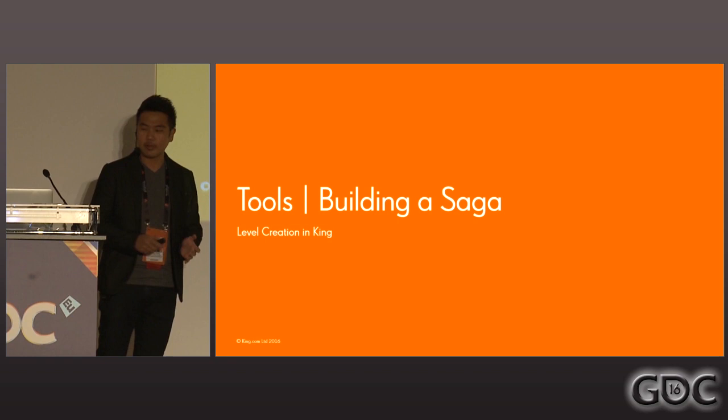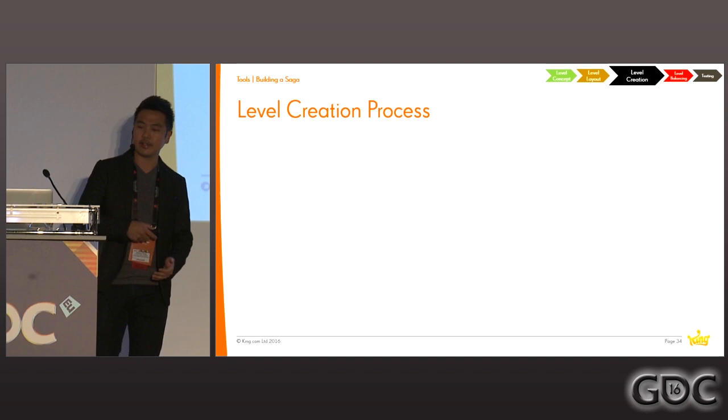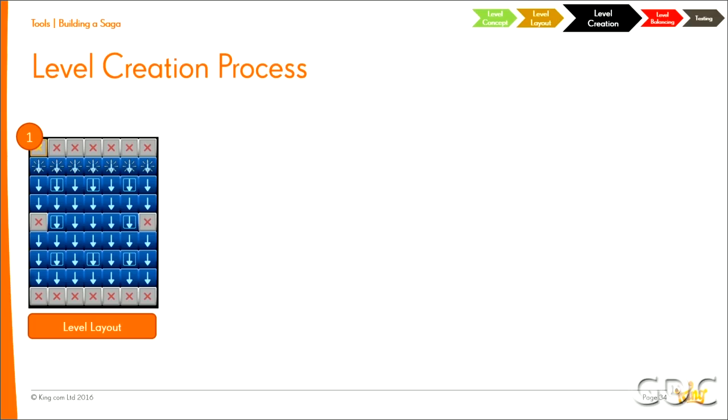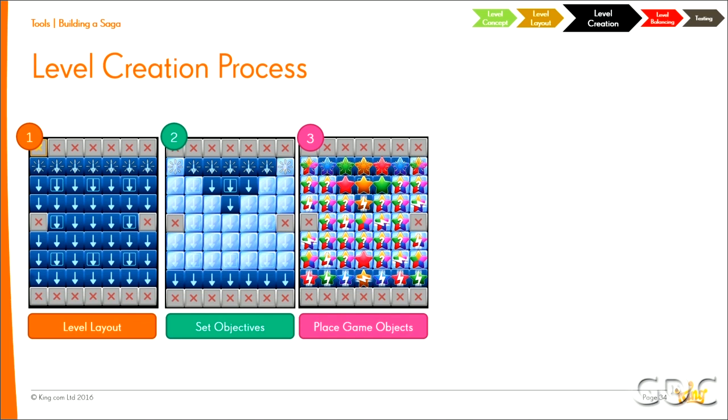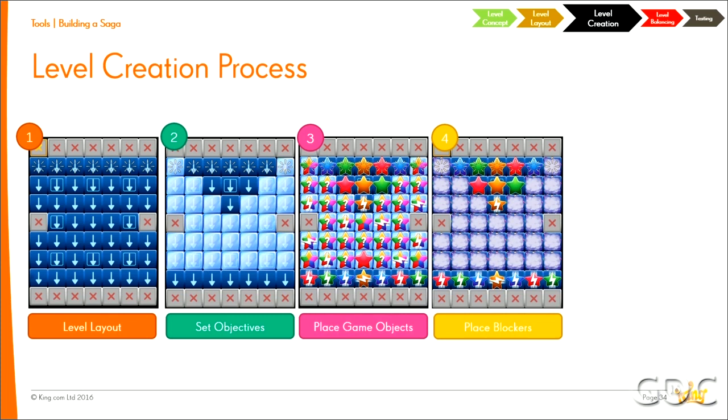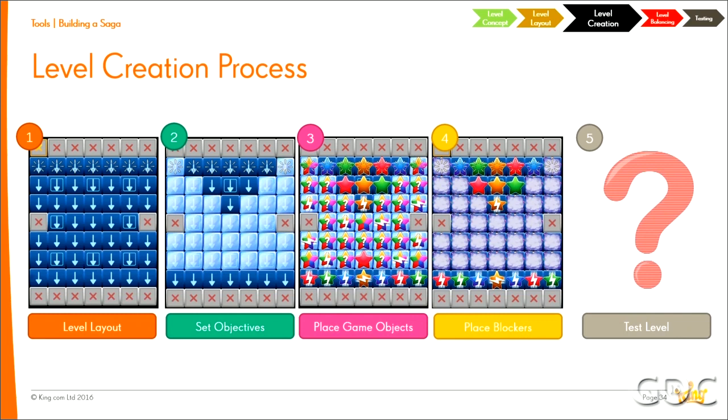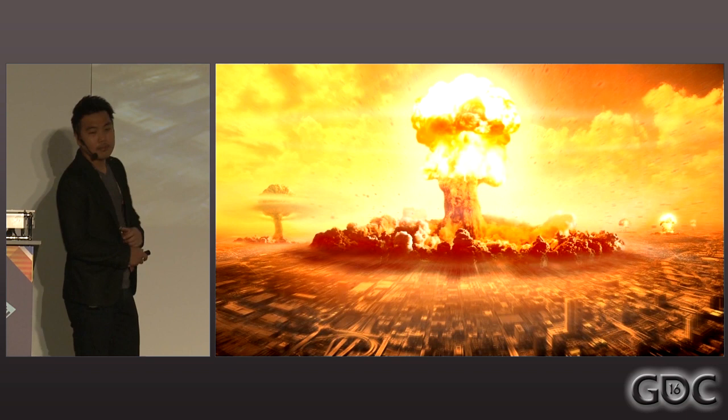And a simplified version of the process looks a little bit like this. You translate the level layout from paper onto the board. You place your objectives, for example, clear the ice or whatever. You place your game objects, so you put all these power-ups onto the board. You place your blockers, clouds, for example, or something to get in the way of the challenge. And then you run the level and you think, okay, it's going to be awesome, it's going to be cool. But most of the time, it's not the case. Everything falls apart at this point when you press run.